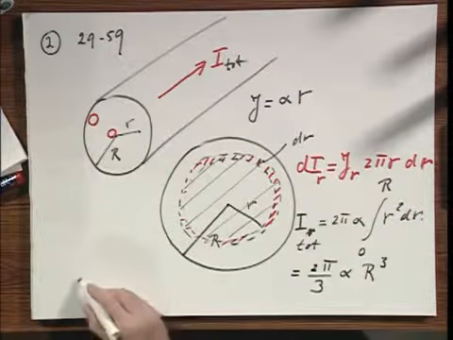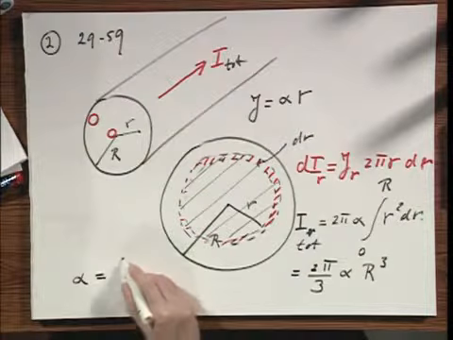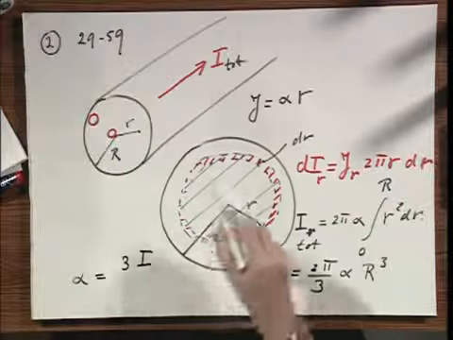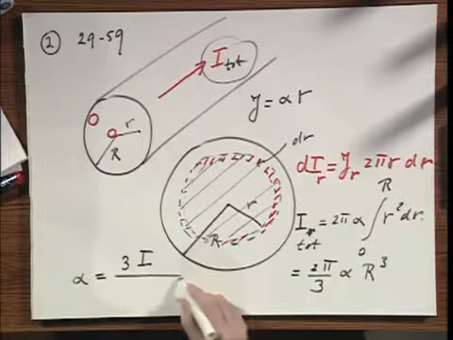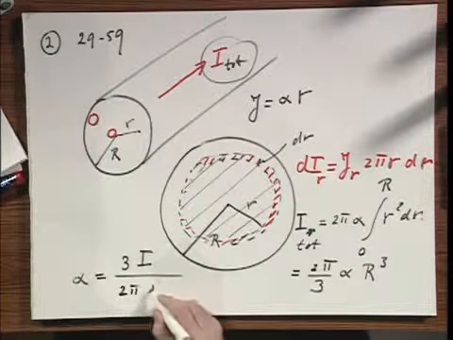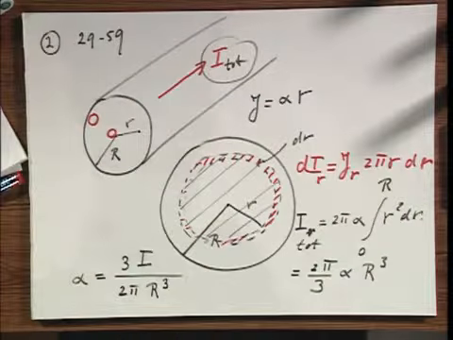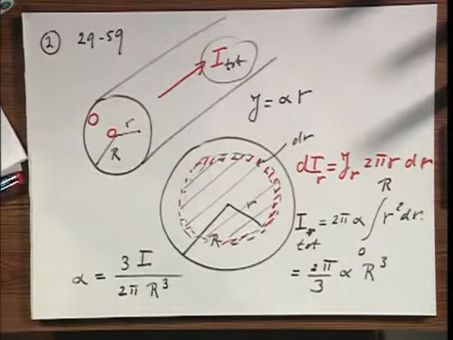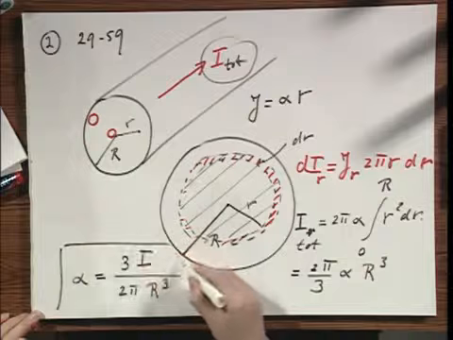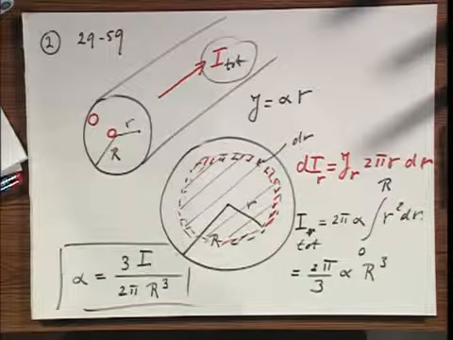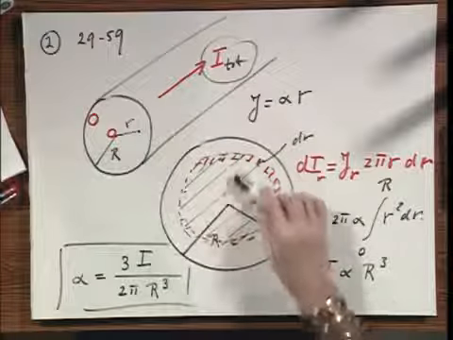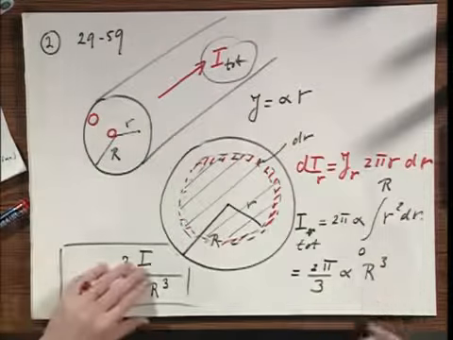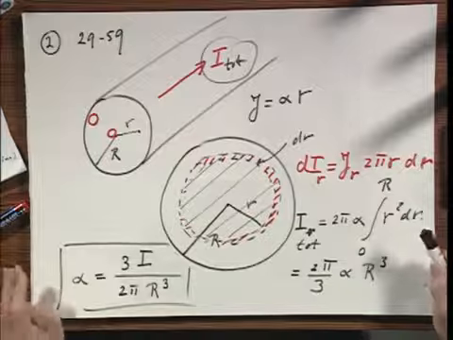And so you can write that differently if you want to. You can say that alpha therefore is 3I, this is I total now, the total current through the cross section, divided by 2 pi R cubed. All right, so this is not too difficult. To get the relation between the current and alpha, the current going through this whole cross section. And now, as you see, I was getting a little bit ahead of myself.